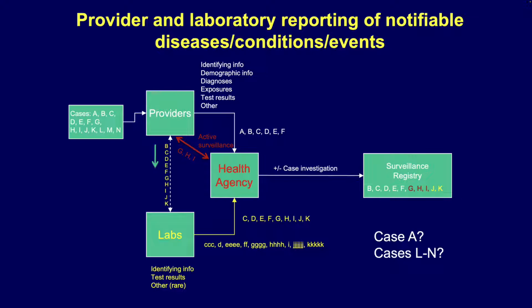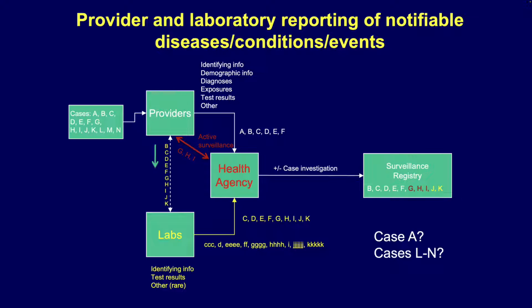So you can see, for example, here in yellow at the bottom, how we have the 3 different laboratory tests reported by labs for patient C, 1 for patient D, 4 for patient E, etc. And this results in the agency becoming aware of cases C through K via laboratory reporting.